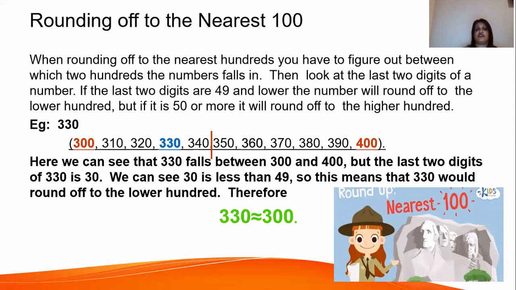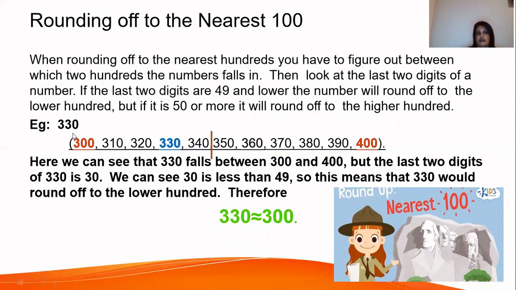Now, when rounding off to the nearest hundreds, we follow the same rules, but we will look at the last two digits. For rounding off to the nearest 10, we looked at the last digit. Now, the last two digits, if it's 49 or less, we'll round down to the nearest 100, and if it's 50 or more, we'll round up to the higher 100.